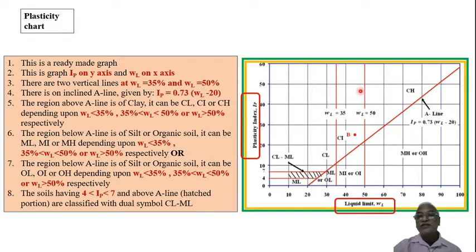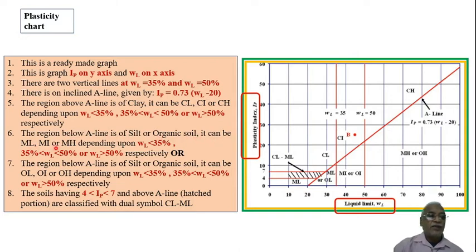If it is in this region, that is liquid limit in between 35 and 50, then this region will be meant for clay with intermediate compressibility. Above A line and on the right hand side of WL equal to 50, this is the region which is meant for clay with high compressibility. Okay, now next point, the region below A line is silt or organic soil.